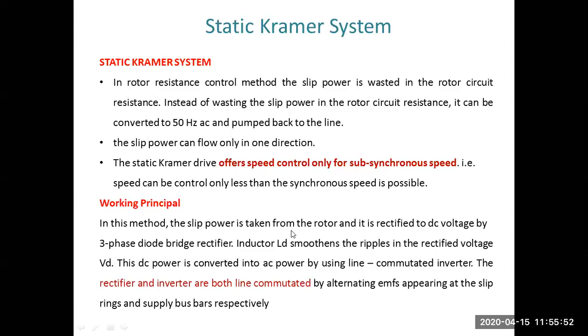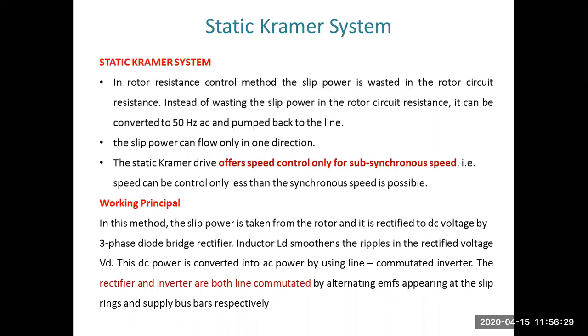Now start with the working principle. In the working principle, किस तरीके से होता है इसको देखते हैं हम लोग. The slip power is taken from the rotor and it is first rectified to DC voltage, right? To convert this supply into DC voltage, we use a rectifier, which is a three-phase bridge rectifier in our case. It will provide us a three-phase DC voltage, right? And this DC voltage is supplied to the inductor Ld, which further smoothens the ripples in the rectifier voltage Vd. The power is now converted into DC form.